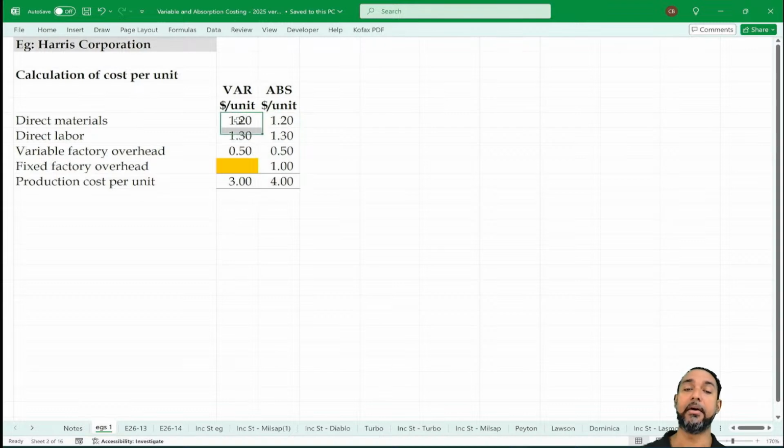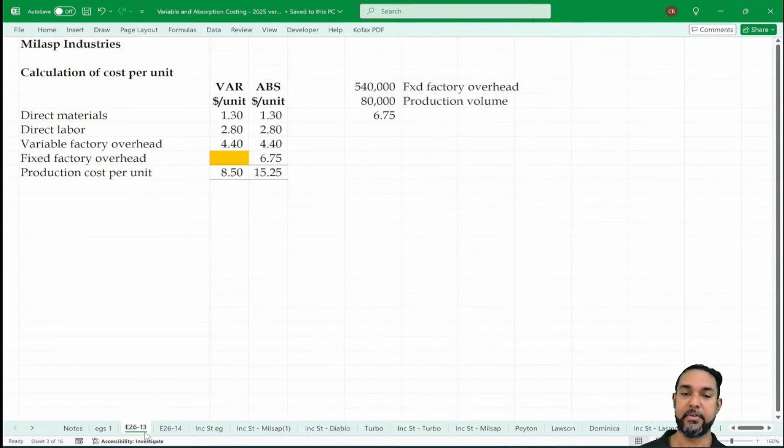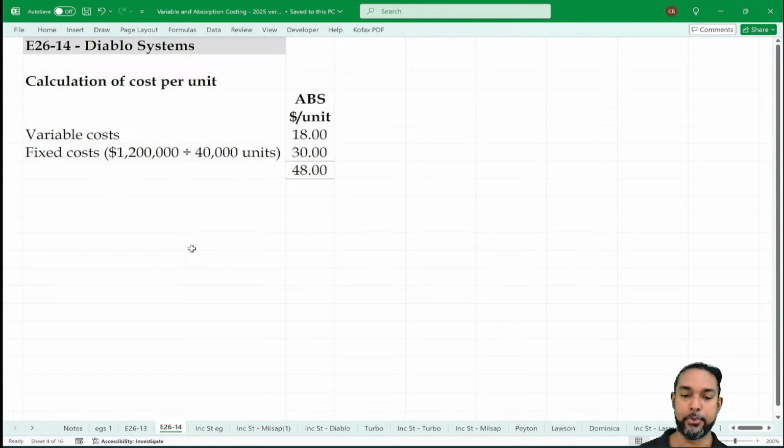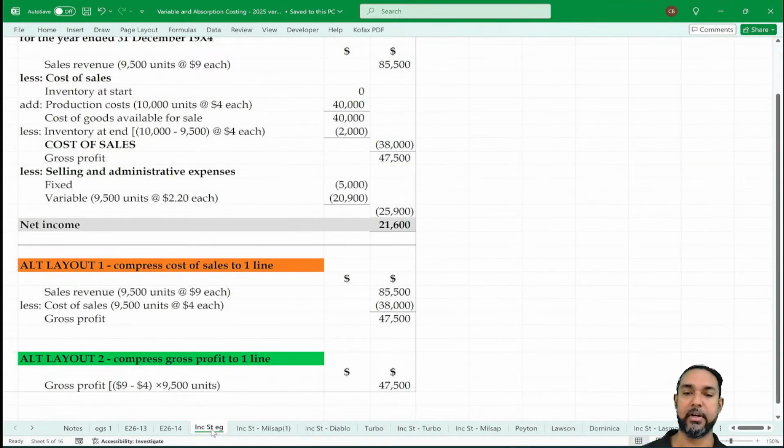And under variable costing, we do not, again, because we treat it as a sunk cost. It's irrelevant to the decision. So we had a couple other examples where we did stuff like that. Diablo is where I made a little error. And we took a look at the income statement.